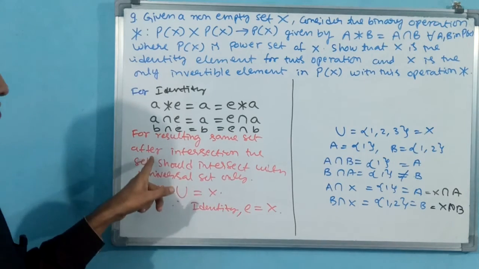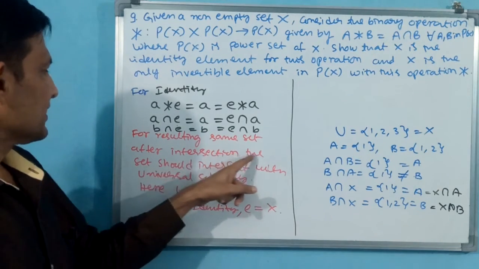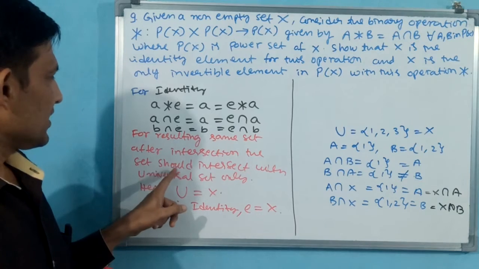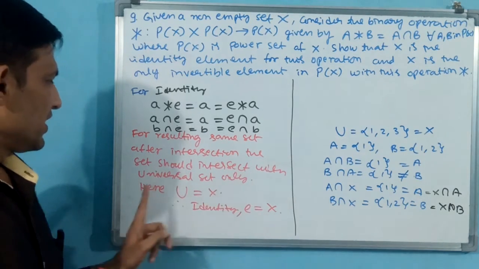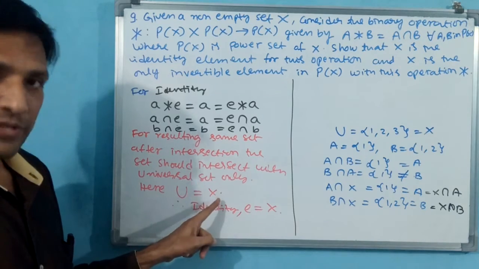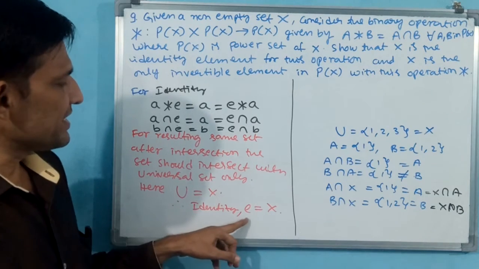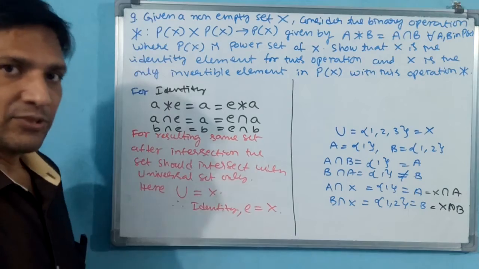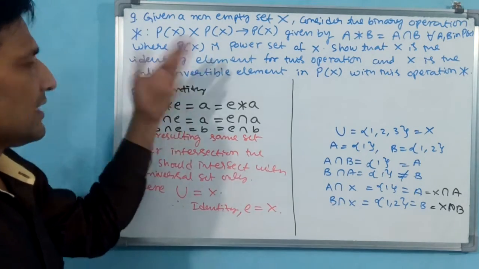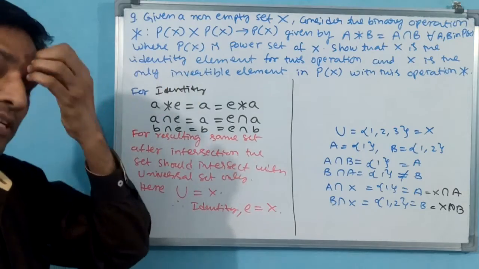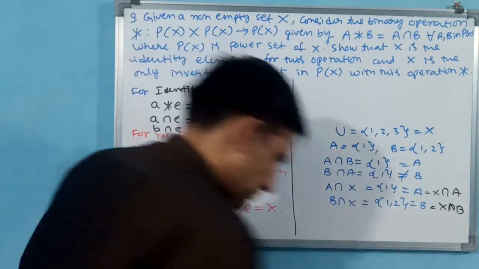For resulting the same set after intersection, the set should intersect with the universal set only. Here universal set U is equal to X. Therefore identity E is equal to X. Like this you write and close your 50% of the answer. Then we go for the next second part, the invertible element, also we will see.